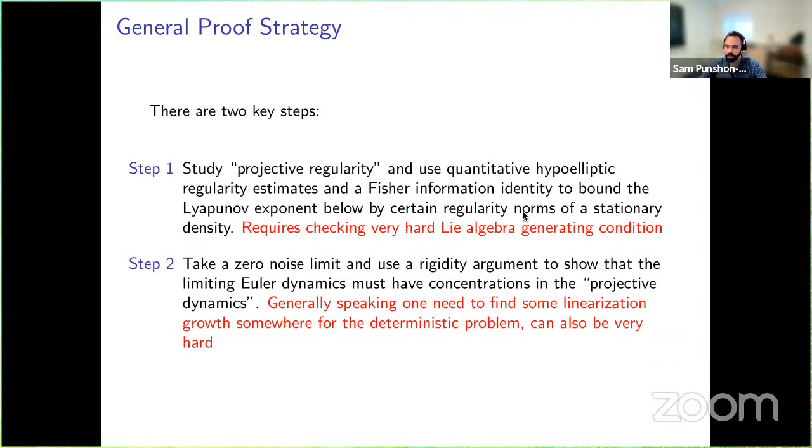But once we do that, the next step is we take a zero noise limit. Once we have these quantitative estimates, we can send epsilon to 0 and actually obtain a limiting measure that has to be absolutely continuous on a certain space, that we can show then has to actually have concentration. So there's some contradiction going on. And the thing that breaks the contradiction is that you have a positive Lyapunov exponent. I'll go into more details about that, but roughly there are two pieces of it. One is get quantitative estimates, two, send epsilon to 0.